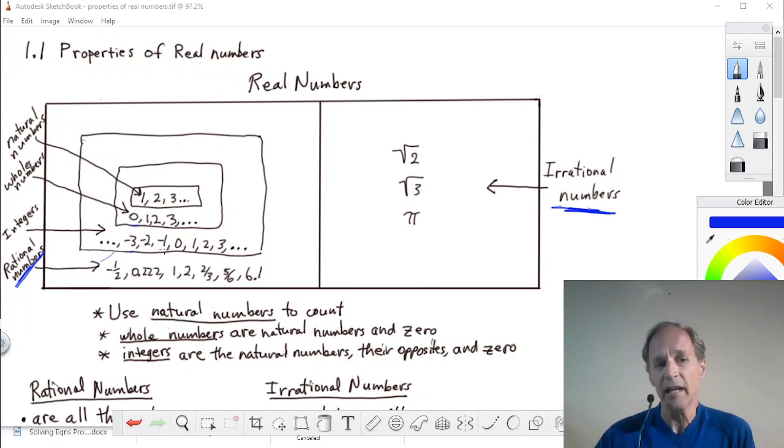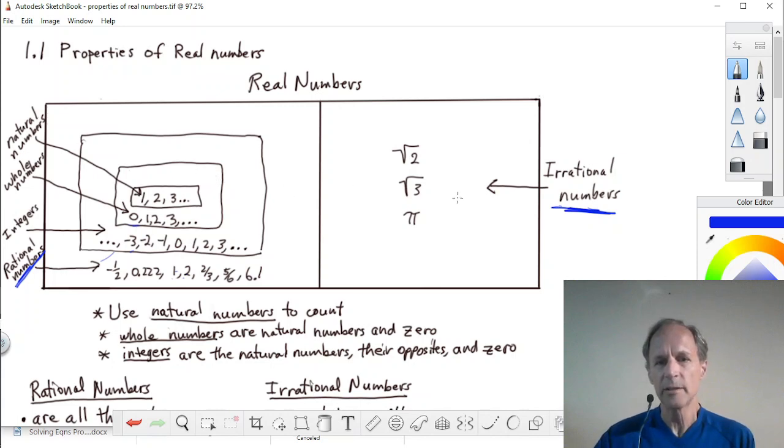Integers themselves can be written as fractions. We have 1 and 2 in this list as examples. 2 can be written as a fraction, 2/1, right? And here are other examples. -1/2, 0.222. That's a decimal representation, but that's just 222 over 1,000, right? It's a fraction. 2/3, 5/6, 6.1. These are all numbers that can be written as fractions. So that's the rational numbers.